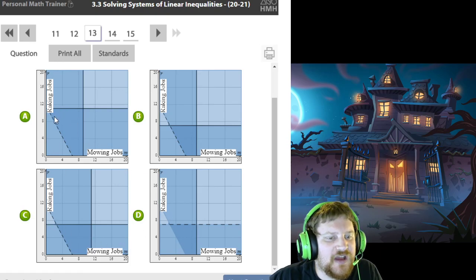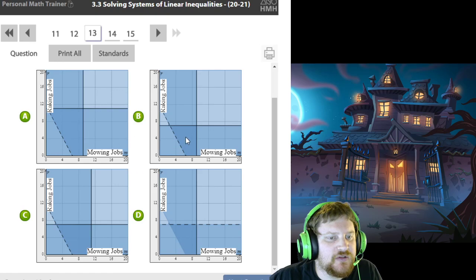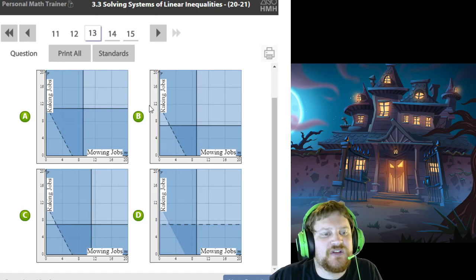Those are the only ones that have rake at most 7 lawns and 9. So sorry, it's B or D. A was the other one we had eliminated. So it is either B or D because we have 7, 7, 9, 9.